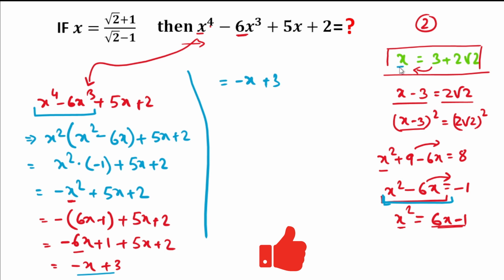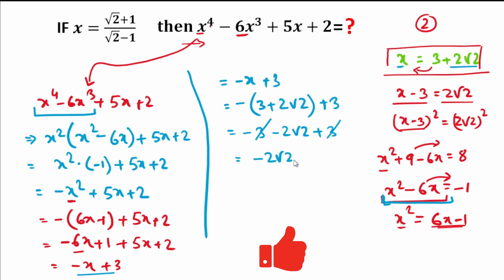Here we have calculated the value of x, that is 3 plus 2 square root 2. Now we'll put the x value here, so it is negative, and the value of x is 3 plus 2 square root 2, and plus 3, this 3. So here we'll multiply it by minus, so it is minus 3 and minus 2 square root 2 plus 3. Now for simplifying, minus 3 and plus 3 will be cancelled, so we are left with negative 2 square root 2. So now in place of the question mark, we'll write the expression value, it is negative 2 square root 2. So friend, this was our first method to calculate the expression value of this term.